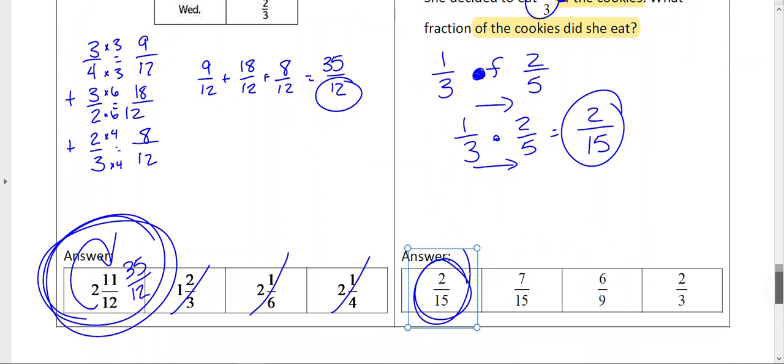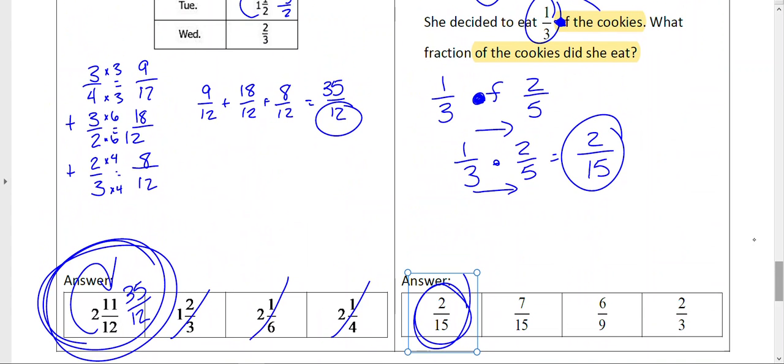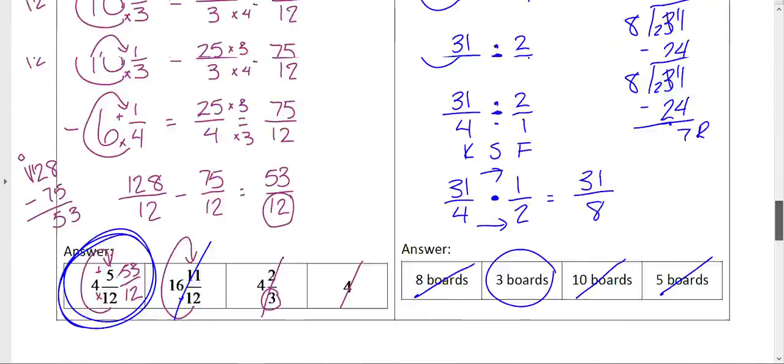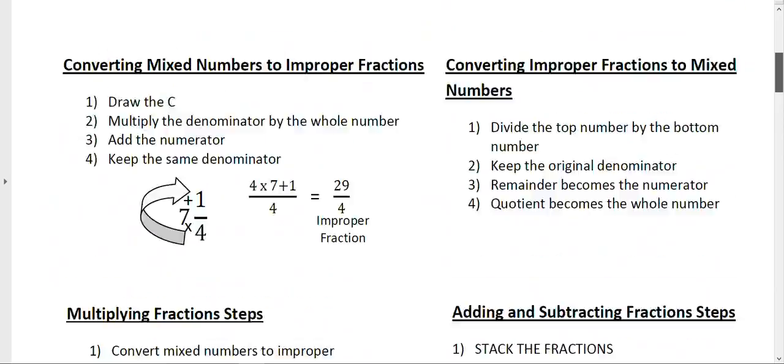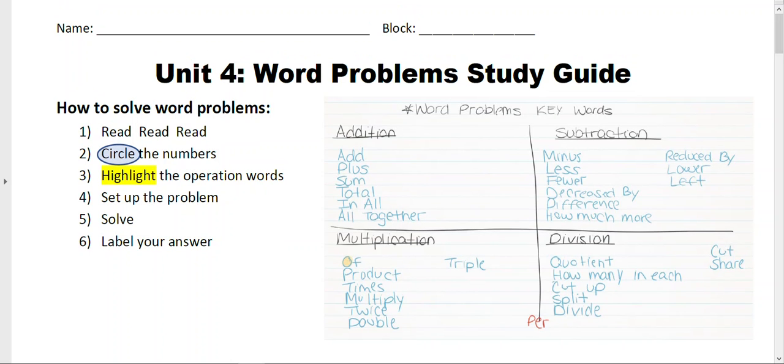So that is your study guide. If you have any questions before you take your test, make sure you let your teacher know. And you do not need to submit it because remember, this is optional.